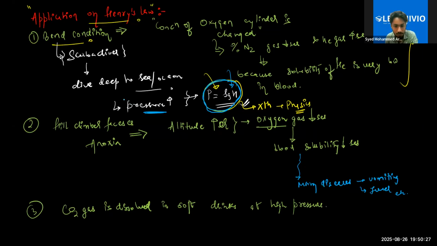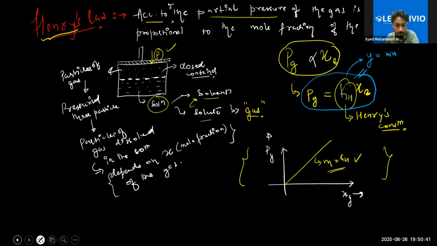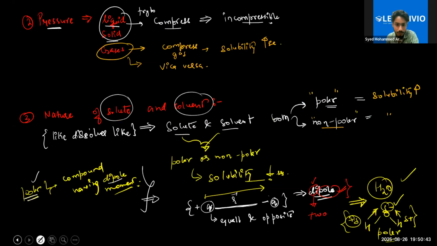So if the pressure increases, that means the solubility of gases will also increase. Like if the pressure increases, the solubility also increases. See here, in the factors part, this is my pressure and the gases. So if I compress the gas, that means if I increase the pressure, the solubility automatically increases.